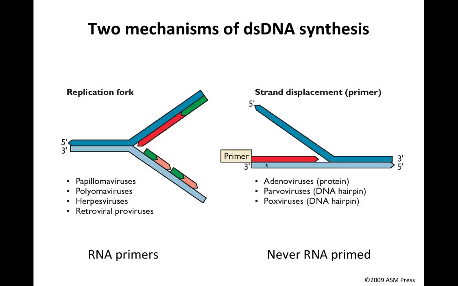And in this kind of synthesis, we start with a double-stranded molecule. The DNA is denatured to separate the two strands at one end, as shown here. And then a primer-dependent synthesis occurs of a new strand that's shown in red. And only one strand is copied initially. And the synthesis of that strand displaces the other strand as shown here, and that's why it's called strand displacement. This is typical of adenoviruses, parvoviruses, poxviruses, and that's it, sorry. The primers, again, are not RNA. They can be protein or DNA hairpins, and we'll look at that as well.